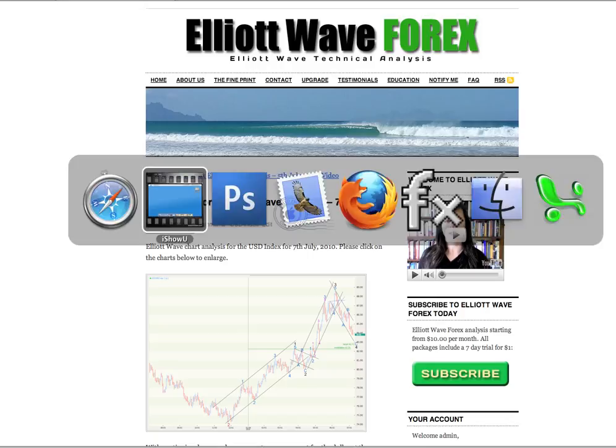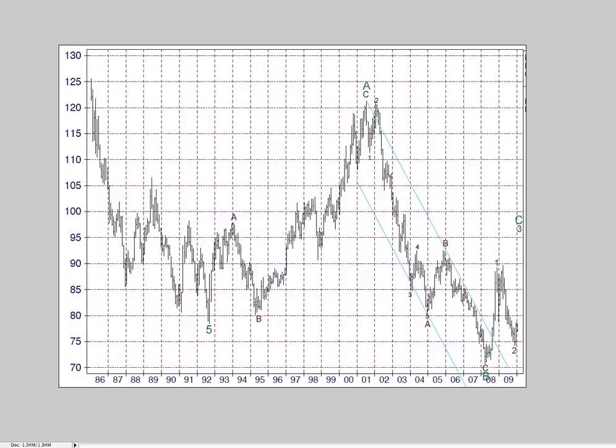Starting out with a quick look at a historical chart going back to 1985. This chart's a little bit old and we've had some further rises above this point off to the right of the chart since it was done. However, it will suffice for historical purposes.